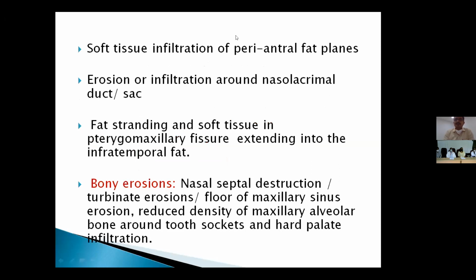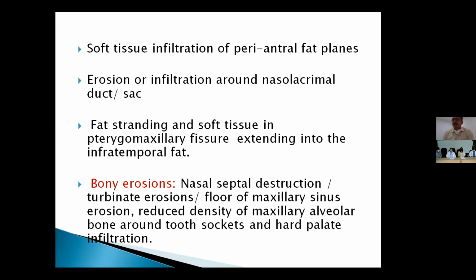So also look for soft tissue infiltration of periantral fat planes. Anterior and posterior periantral fat planes, along with the pterygomaxillary fissure, need to be evaluated for soft tissue infiltration, and look for erosion or infiltration around the nasolacrimal duct and sac.